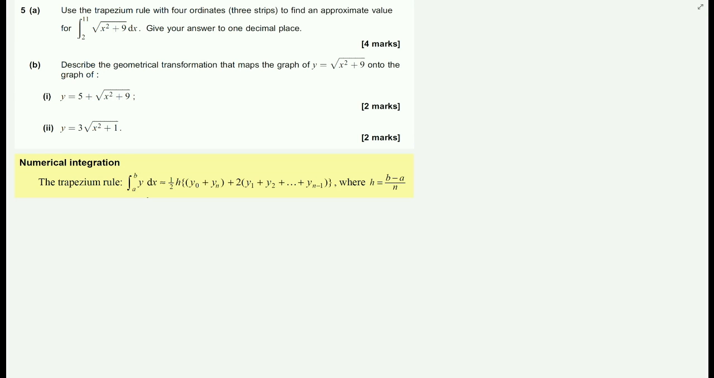This is a trapezium rule question. We can see the bit in yellow here has just been taken straight out of the formula book, which is our formula for the trapezium rule. So this is for 5a, we've been given that we're looking to find an approximation for the integral between these two.